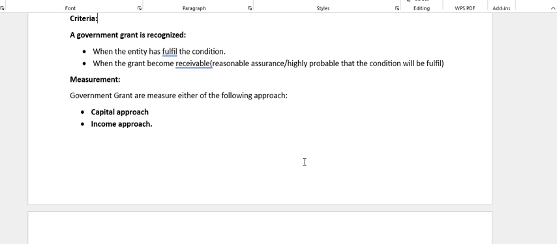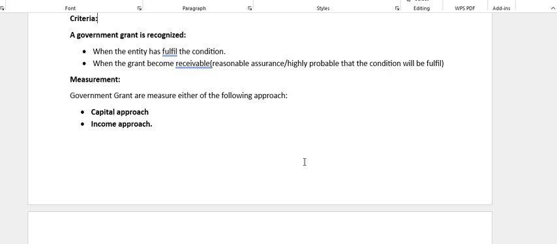Number two, when it is highly probable that you are going to receive the grant. In other words, the assurance that you are going to fulfill the condition is highly probable. That is when you also recognize government grant in your books. It's as simple as that.